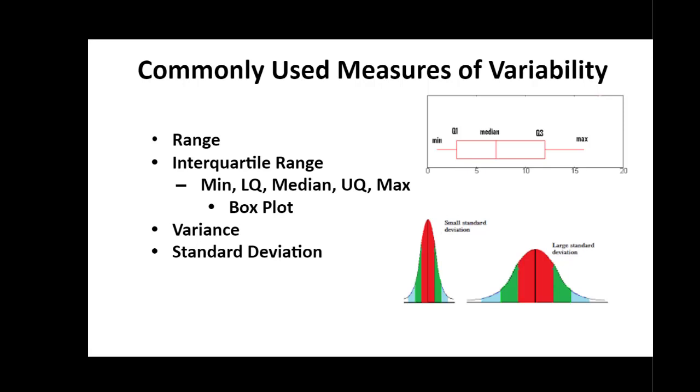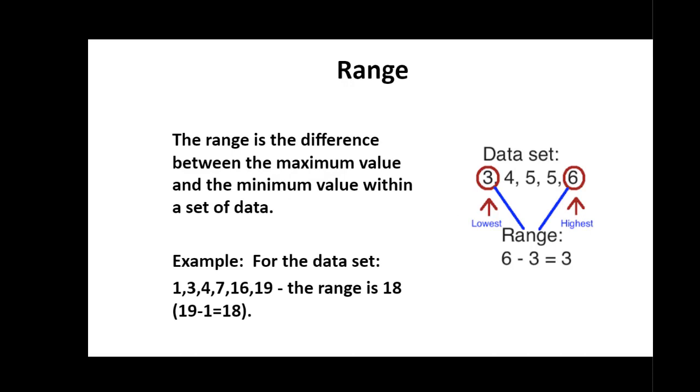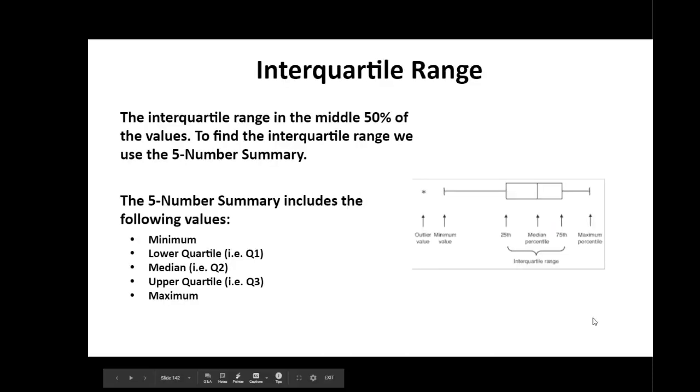The most commonly used measures of variability in statistics are range, interquartile range, variance, and standard deviation. Range is just the difference between the maximum value in the data set and the minimum value within the set of data. So in this example that I've used several times, the maximum value is 6 and the minimum value is 3. So 6 minus 3 is 3. Our range is 3. The interquartile range is the middle 50% of the values.